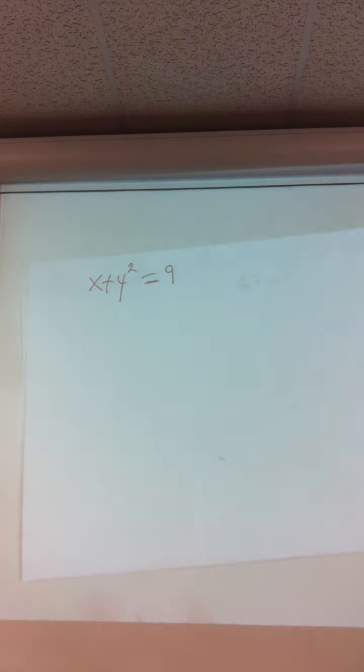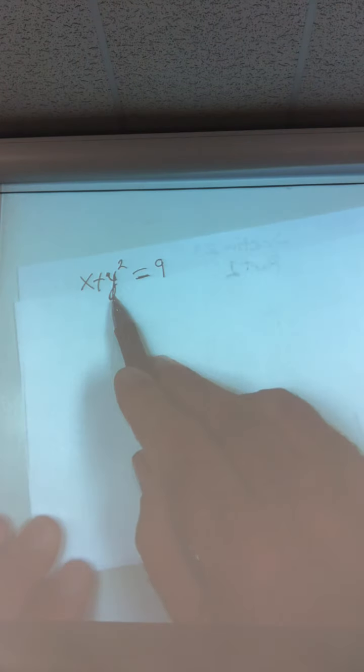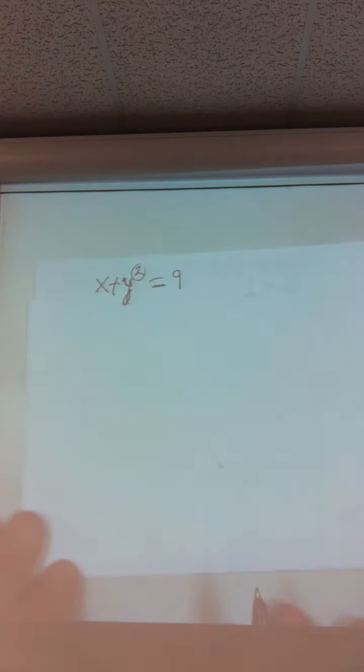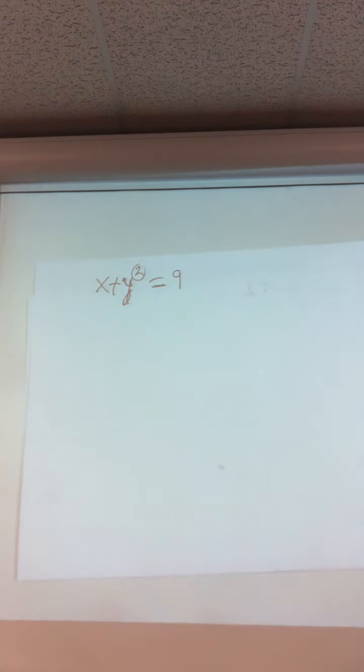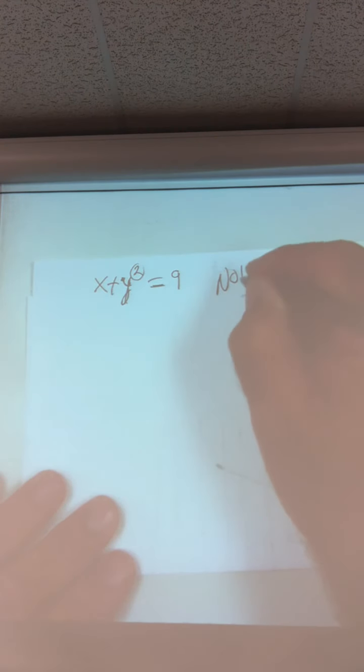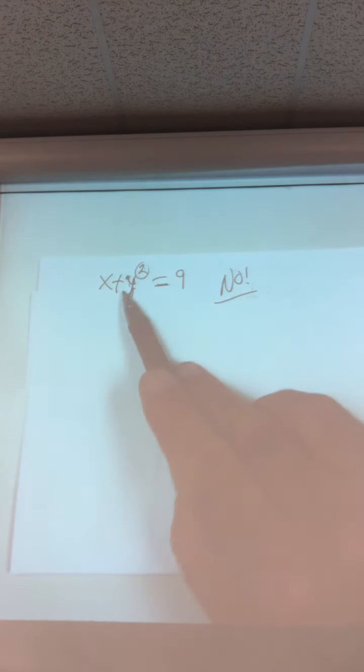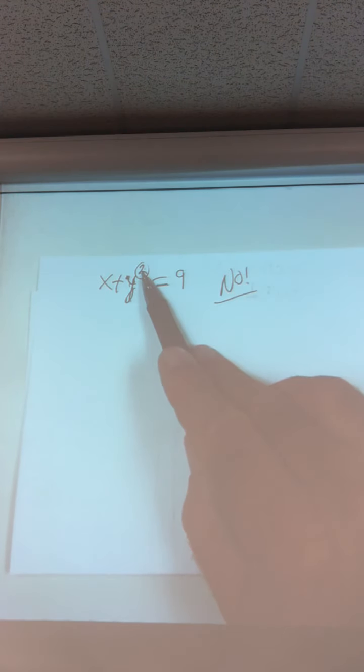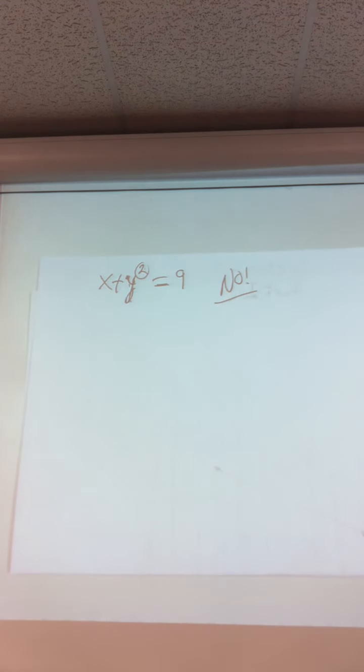So let me show you why. Look at this problem right here. Look at the y variable right here. Look at the power. That's even. So this problem right here is not a function, because the biggest power of y is even. Now, if that was y to the third, it'd be yes. If it was y to the fourth, it'd be no. And so on.